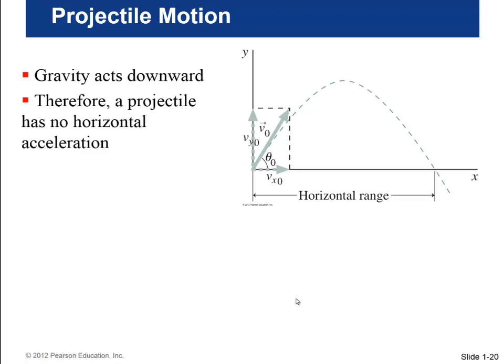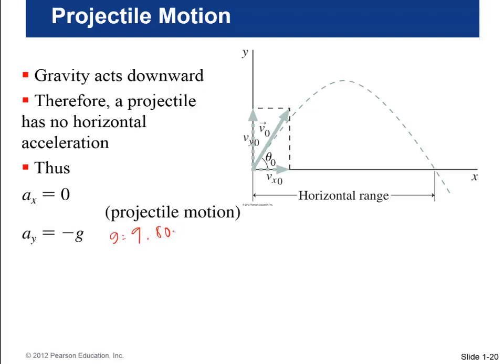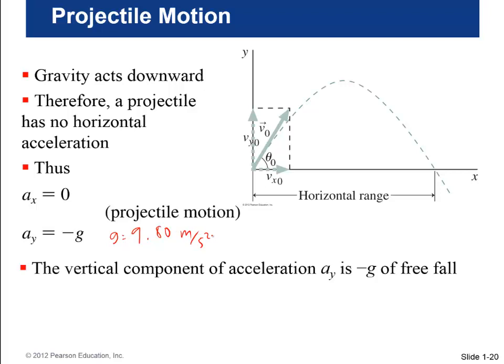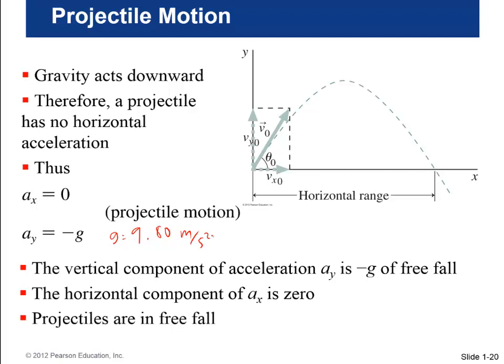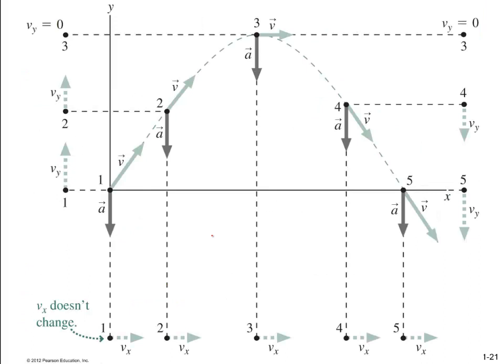So gravity here is acting downward, and if you define the positive y-axis to be up, then the components of the acceleration are a sub x equals 0, and a sub y is negative g, where g is equal to 9.80 meters per second squared that we talked about from free fall. So the horizontal component, a sub x, is 0. Basically, projectiles are in free fall.